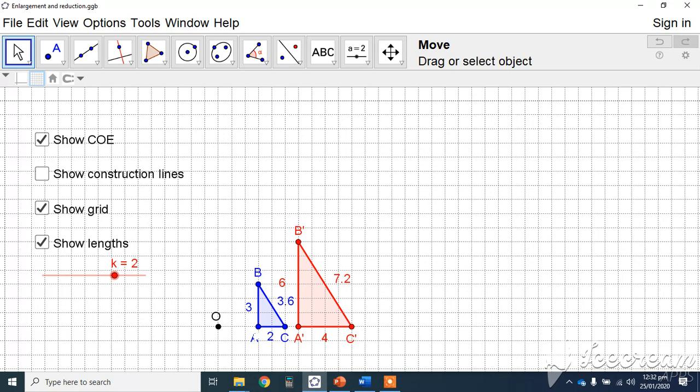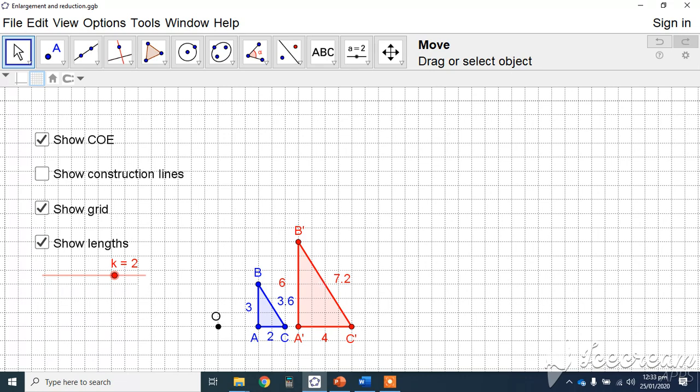Now I just want to show you the lengths and see what we mean by this. See this length between A and C, it's 2 squares along, and after the enlargement it's now 4 squares because it's twice as big. This length between A and B is 3 squares, and after the enlargement it's now gone to 6 squares because 3 times 2 is 6. It's a scale factor of 2. See this diagonal between B and C, the hypotenuse we call it in mathematics. After the enlargement, it's become 7.2. It was 3.6, times 2 becomes 7.2. So everything's 2 times as big.